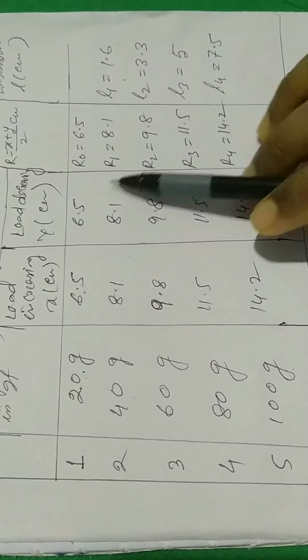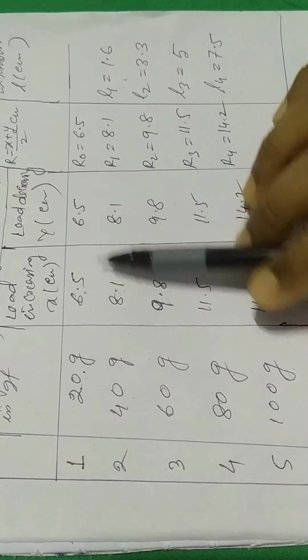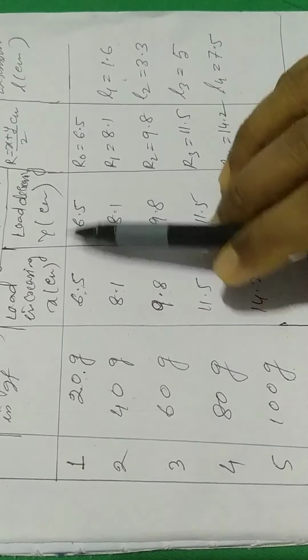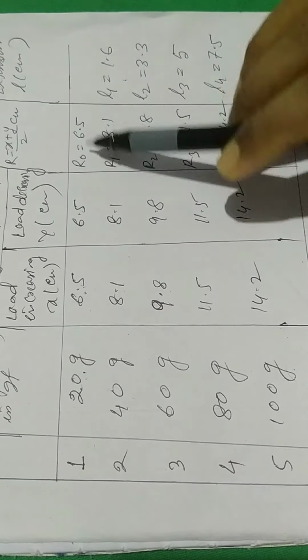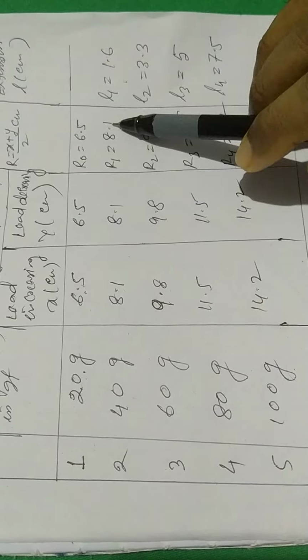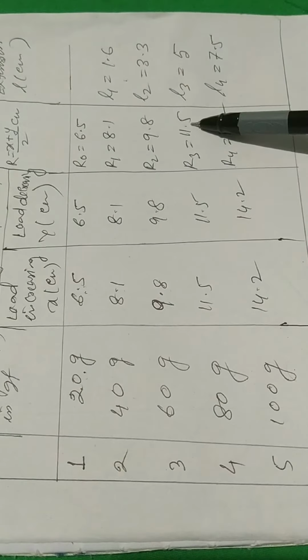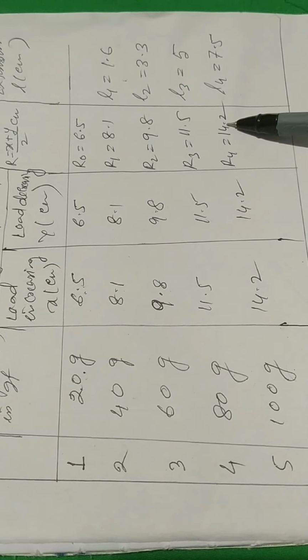Now we have to take the mean value of these two readings. You just take the addition of these two divided by 2. So the sum of these two divided by 2 gives 6.5. Similarly 8.1, 9.8, 11.5, 14.2.